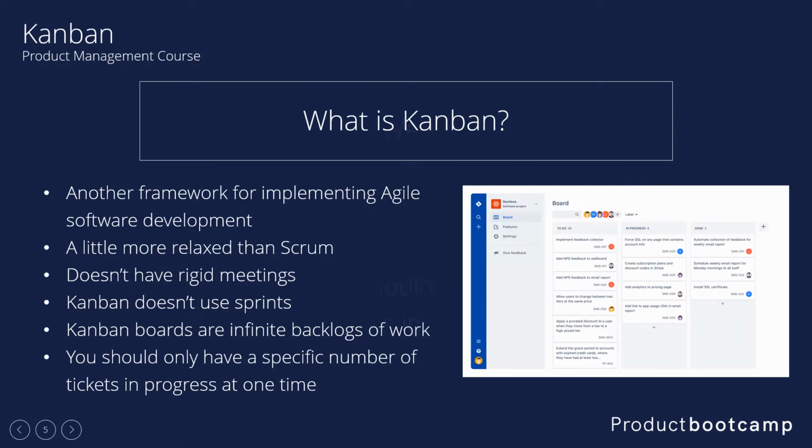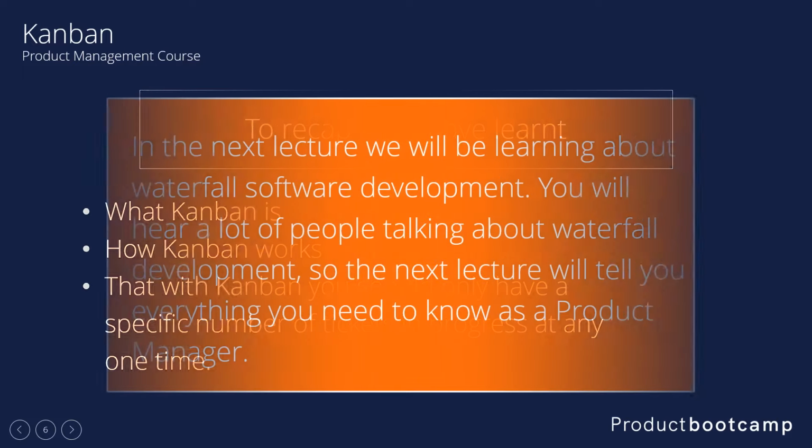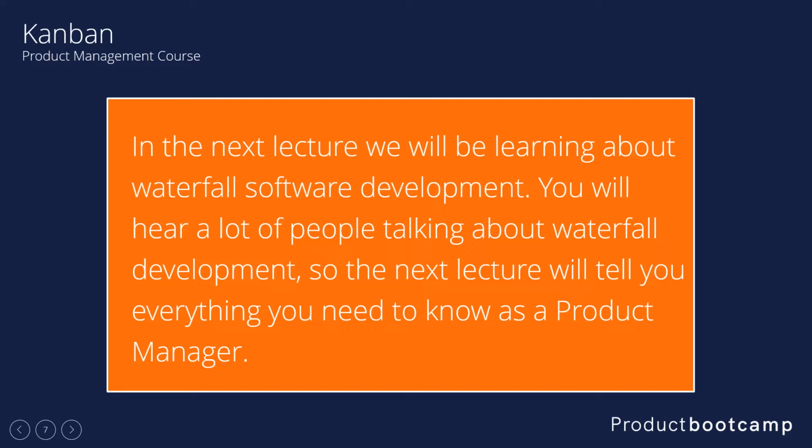So to recap, in this lecture we learned what Kanban is, how Kanban works, and lastly that with Kanban you should only have a specific number of tickets in progress at any one time. In the next lecture, we'll be learning about waterfall software development. You will hear a lot of people talking about waterfall development. So the next lecture will tell you everything you need to know as a product manager.